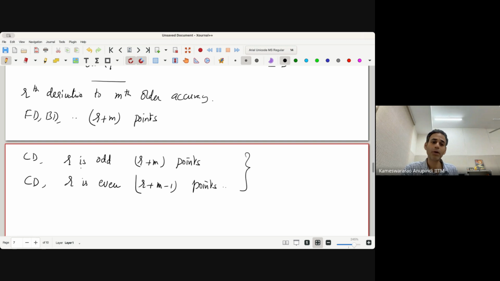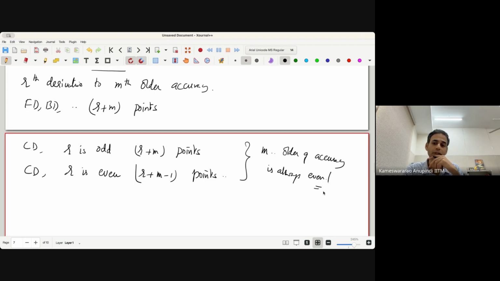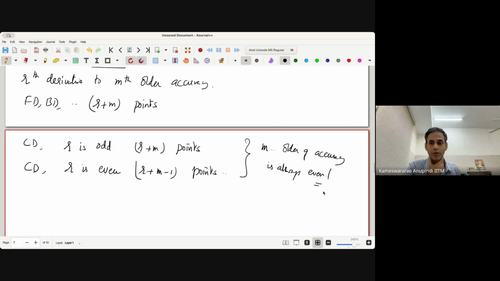Okay, but one thing to note here is that in the case of central difference scheme, the rth derivative could be odd or even. However, your m, the order of accuracy, is always even, right? You cannot get odd order accuracy for central difference schemes, correct? That is because of the symmetry that is involved. You can verify that.